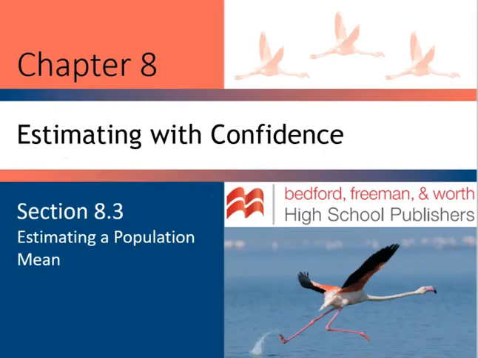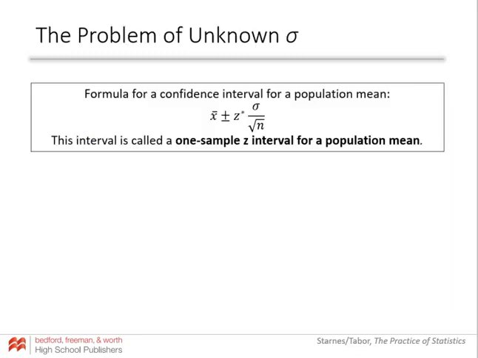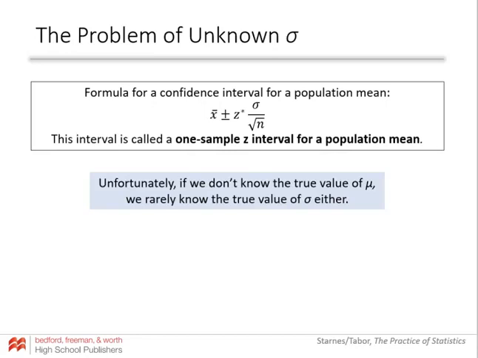8.3, we're going to look at how to estimate a population mean, make a confidence interval for a mean. You're going to see stuff that's very similar to what we did in 8.2 with proportions. So this would be the formula for a z interval, like we did for the proportions. But there's a problem with using this for means. This formula requires the population standard deviation. And if we don't know the population mean, we probably don't know the actual population standard deviation either.